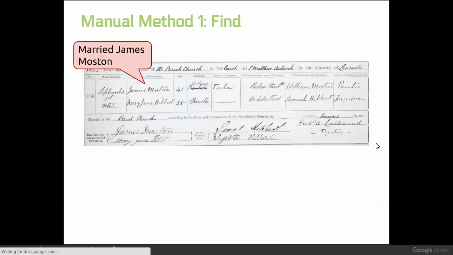Well, as I did research on this Mary Jane Hibbert, guess what I found? She married James Mostyn, and it had her dad in on it. It had the right occupation. It was in the right location.